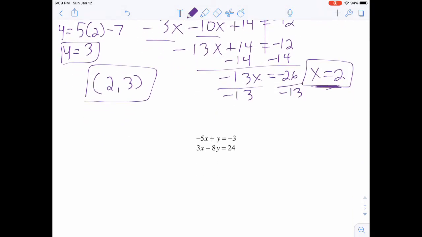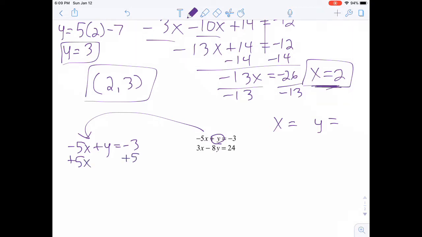One more example here. If you look, I don't have x equals or y equals. So I need to get x or y by itself. I'm going to look for the easiest way to do this. If I look at my first equation here, I have nothing in front of the y. So I don't have to divide by anything when I get y by itself. I just have to do one little step to get y by itself. So if I have negative 5x plus y equals negative 3, the only thing I have to do is add 5x to both sides, which gives me y equals 5x minus 3.